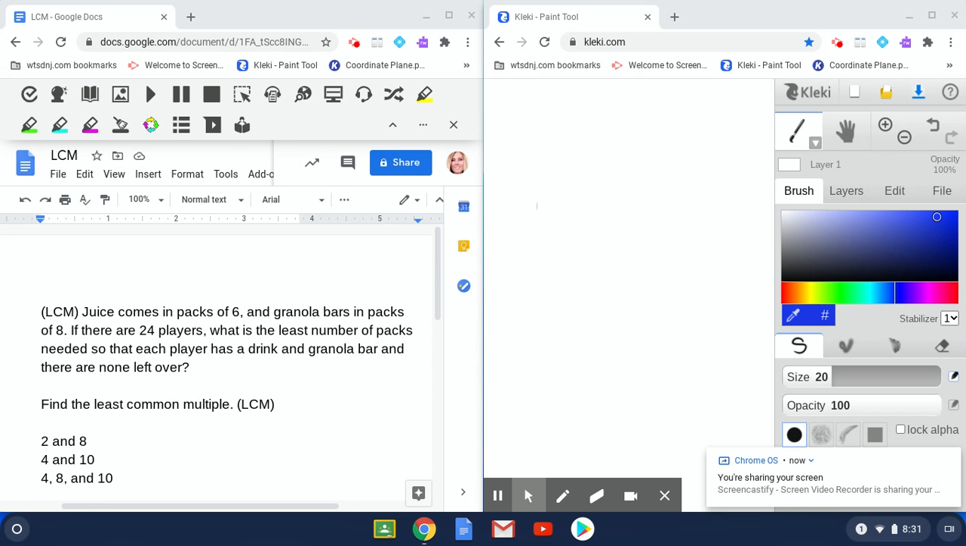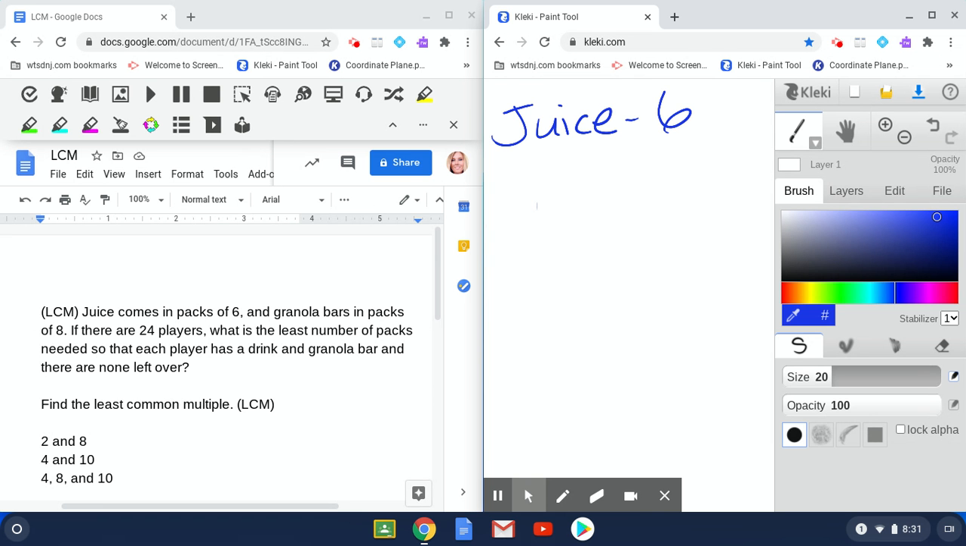Okay, so we did this in class, just a quick review again. So we know that juice comes in packs of 6 and granola bars come in packs of 8. We know there are 24 players. So we want to know how many packs of each we have to purchase without having any left over. So we're going to find the LCM of 6 and the LCM of 8.